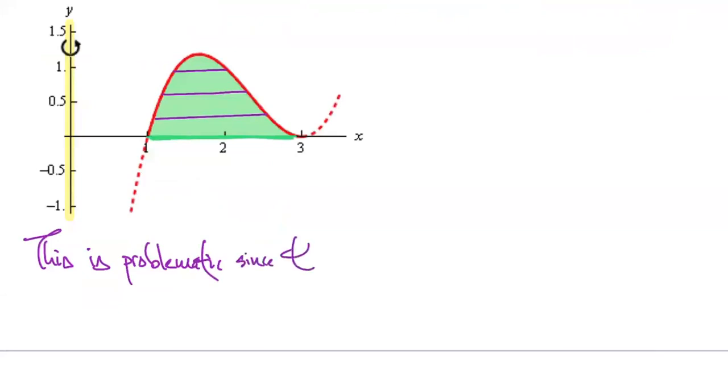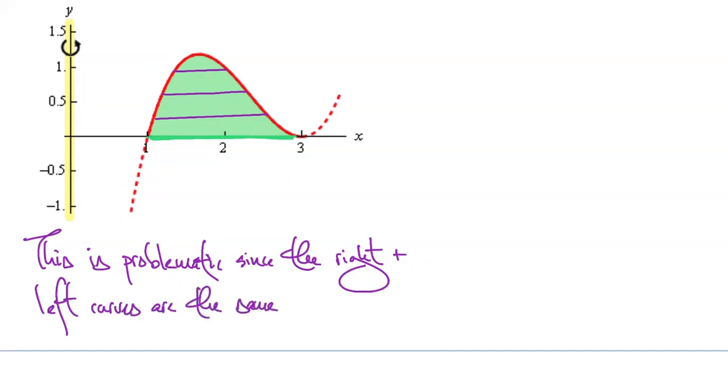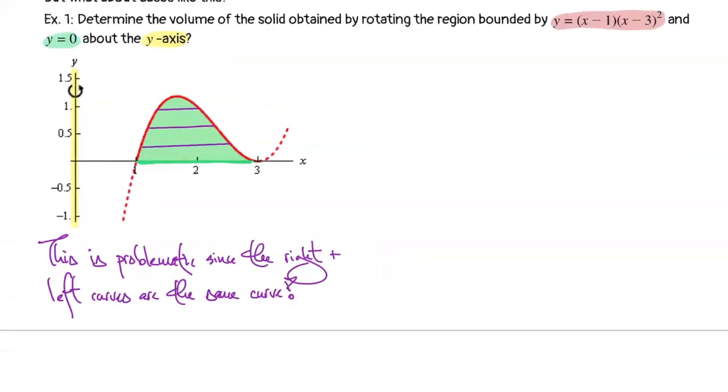Since the right and left curves are the same curve, when we look at this picture, this is a problem, right? In the past, every time we draw those purple lines, we have one function on one side and a different function on the other side. But we don't have that right now, okay?